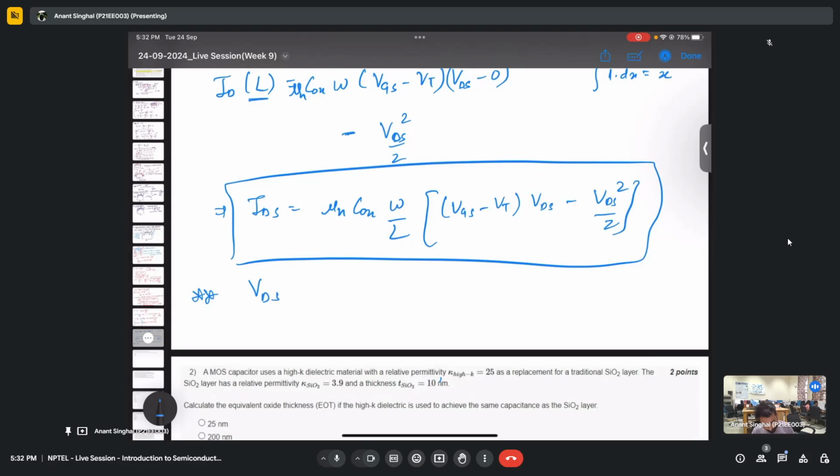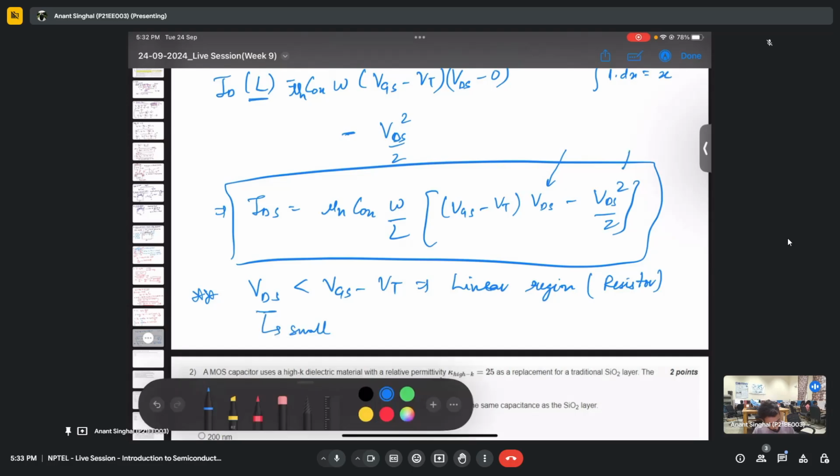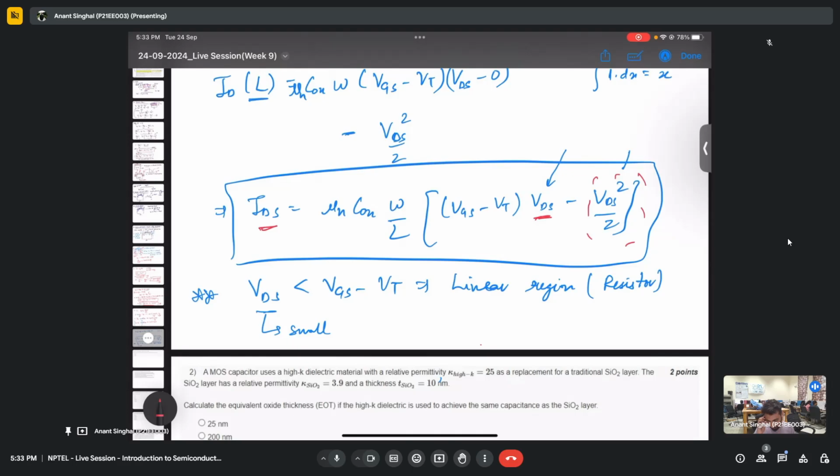Now one more thing that we should take care of: this is only applicable till VDS is less than VGS minus VT. And this is what we call the linear region, in which the MOSFET acts as a resistor basically. By resistor, I mean that it is linearly changing with VD, because we have a very small VDS, so VDS square is negligible. If I don't consider that term for now, then it is linearly dependent upon VD. That is what makes it a resistor, that the IV is linear. This happens for a resistor.